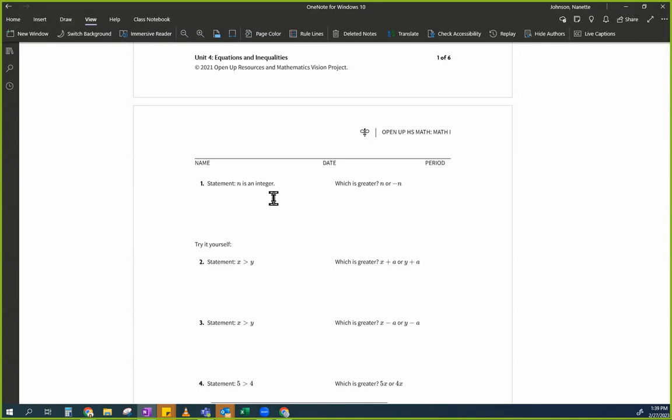Statement: n is an integer. In case you forgot what an integer is, it's all the numbers that you would count with as a little child: 1, 2, 3, 4, 5, 6, 7, all the way, and their opposites: -1, -2, -3, -4, -5. So an integer is whole numbers, 1, 2, 3, up to 13, 100, and their opposites, -1, -2, -3. Which one's greater, n or -n? I'll say it a different way. Which is greater, n or the opposite of n?